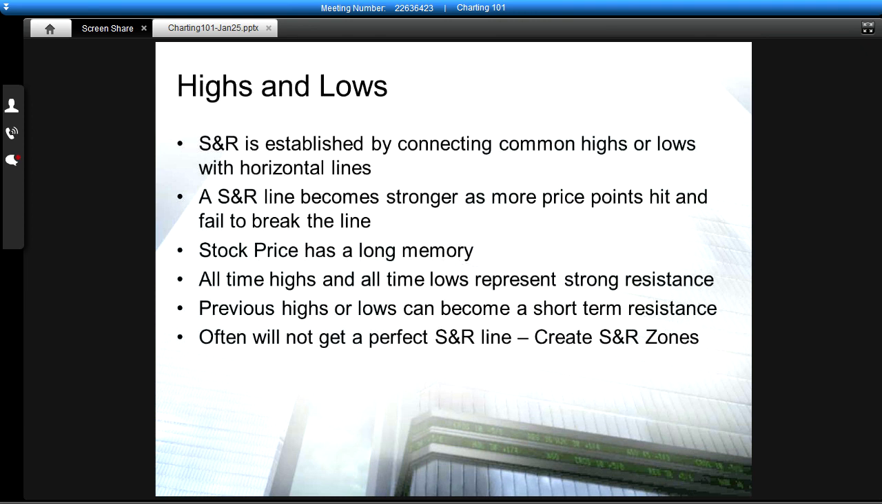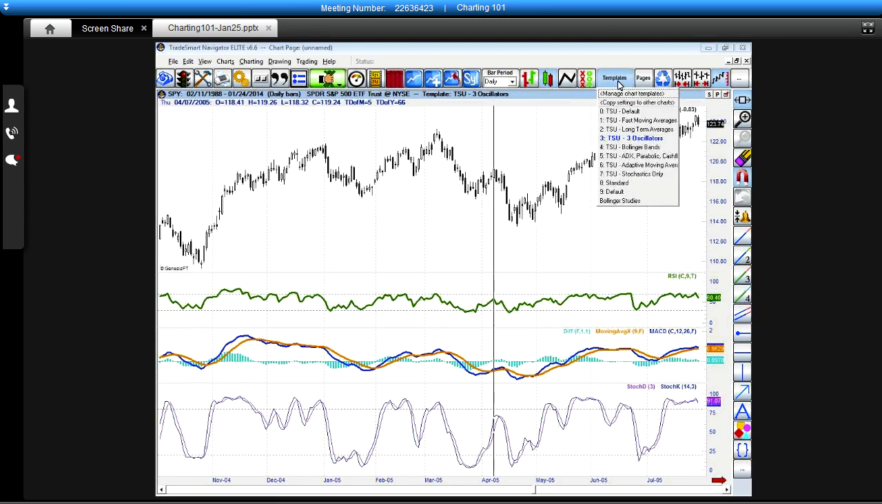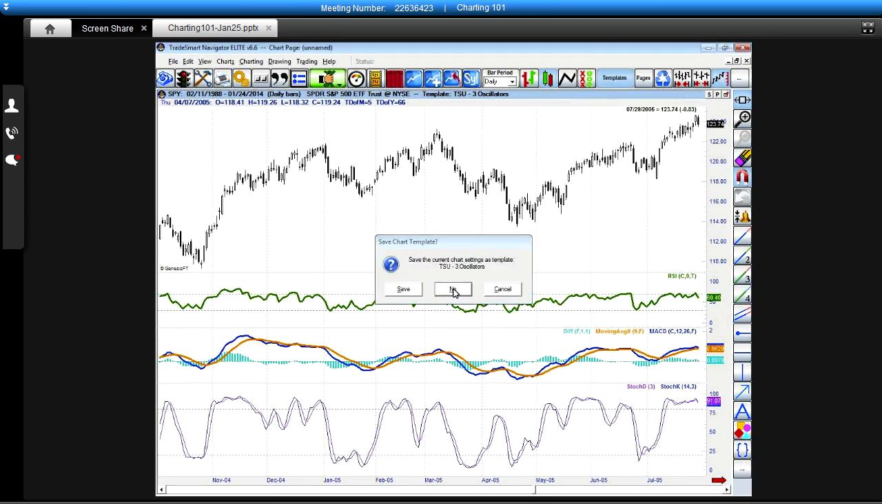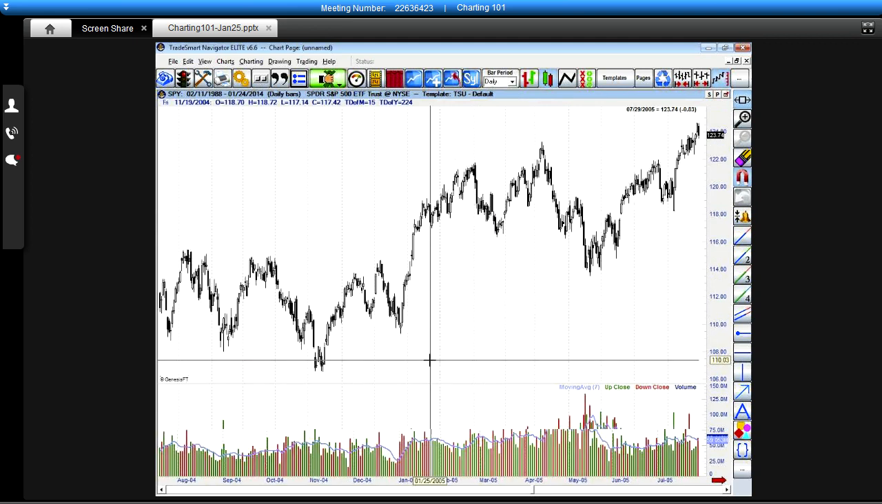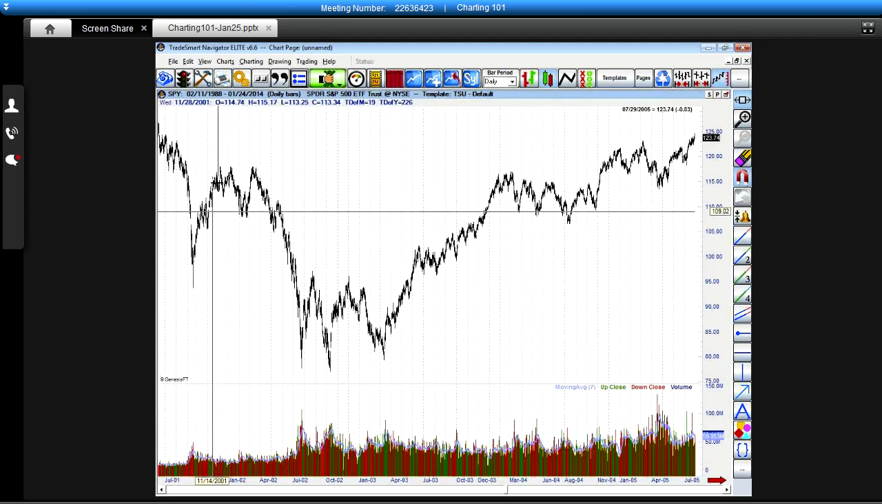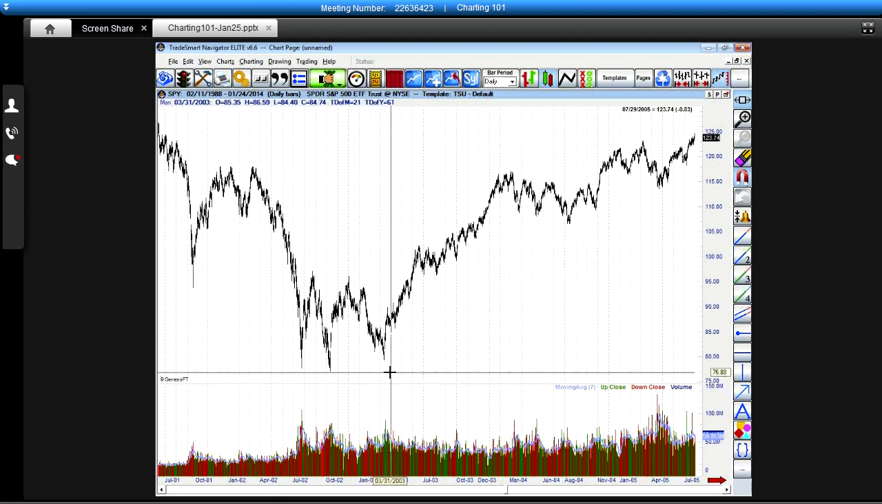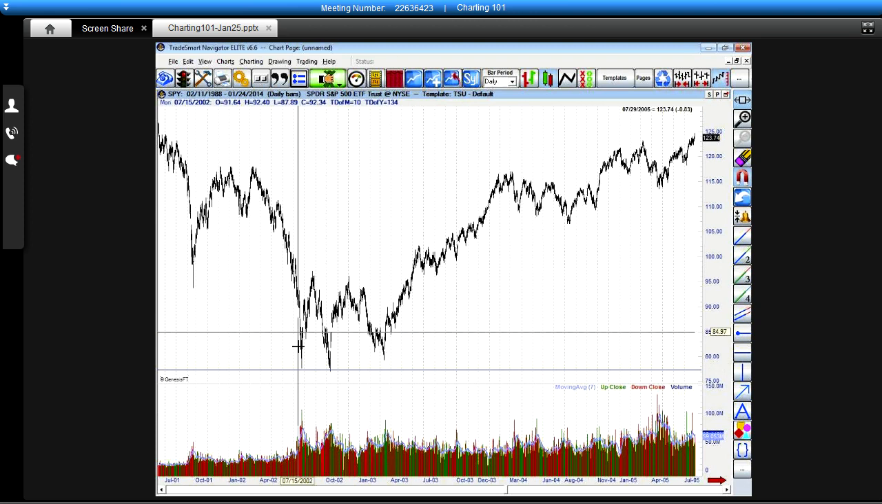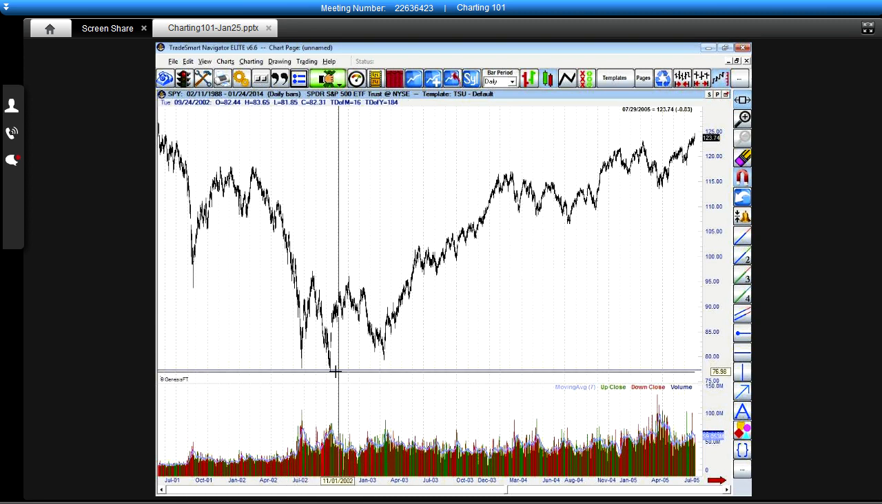Now, I just want to take a few minutes and kind of show you what I'm talking about here. So here is the chart of the SPY. So you can see that you have a series of highs and lows, highs and lows. And if you were to draw a line right here, you could see that the price came down, bounced off of it, rose back up, came back down, fell through again, which then kind of shows this is now an area of support.